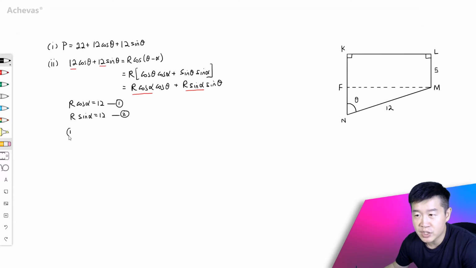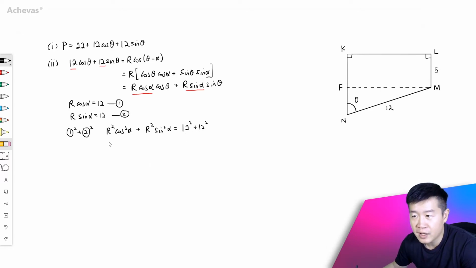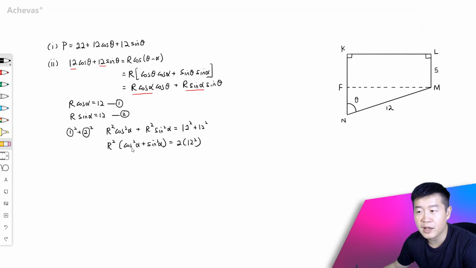And if I were to take equation number 1 squared plus equation number 2 squared, this will give me r squared cosine squared alpha plus r squared sine squared alpha to be equal to 12 squared plus 12 squared. And this is r squared. If I were to factorize out, I will have cosine squared alpha plus sine squared alpha. This is going to be 2 times 12 squared. And what is cosine squared alpha plus sine squared alpha? It is 1. So r squared is going to be 2 times 12 squared, which means that r is going to be equal to 12 square root of 2.